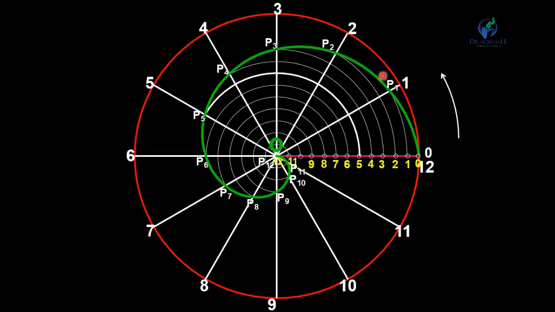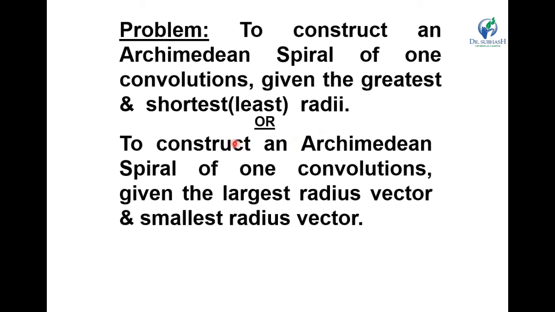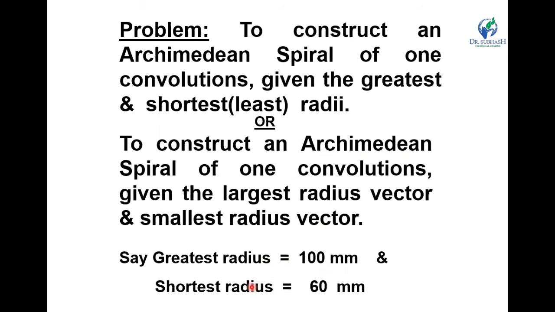So this curve is known as an Archimedean spiral. Okay. Now let us understand by one more example. To construct an Archimedean spiral of one convolution given the largest radius vector and smallest radius vector. Here the greatest radius is 100 mm and the shortest radius is 60 mm. So now we have to draw the spiral by using this data.